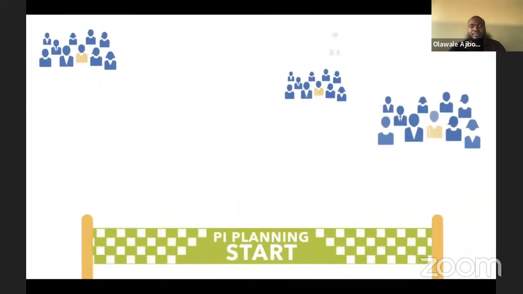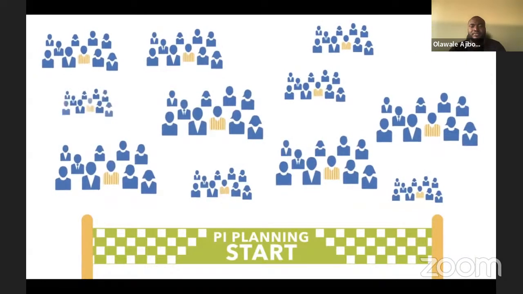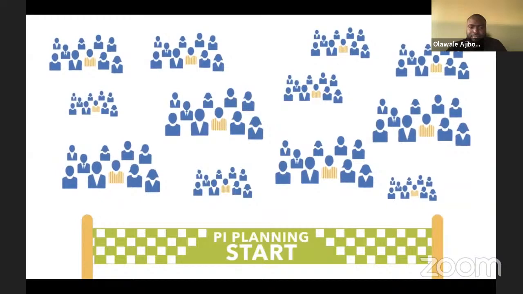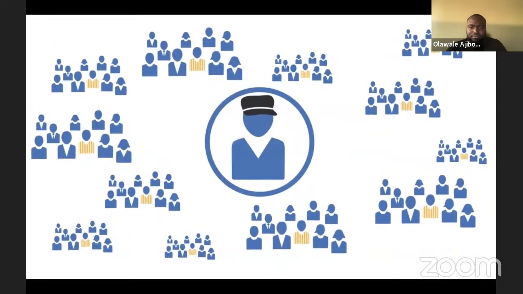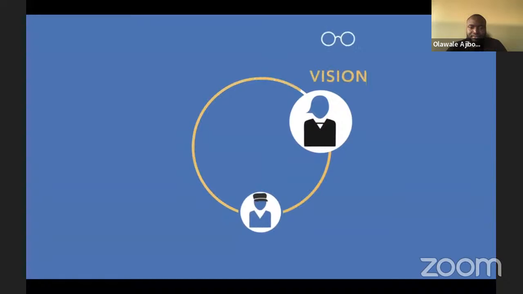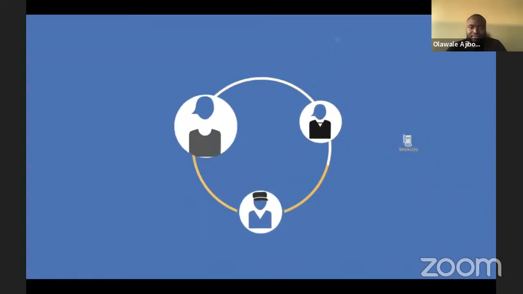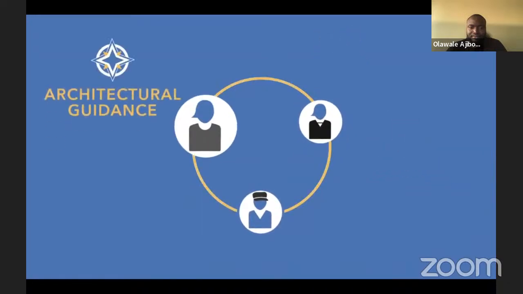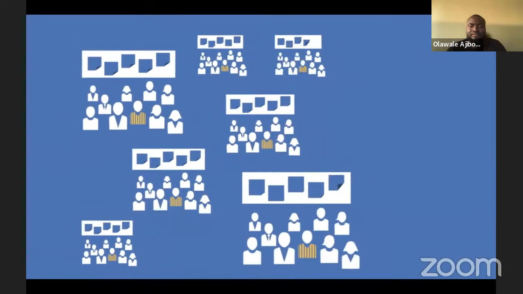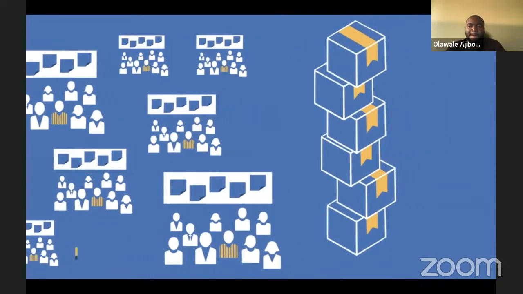At the beginning of the PI, all teams come together to plan their work for the PI in a PI planning event. PI planning is facilitated by the release train engineer, who serves as the coach for the ART. Product management provides the vision and backlog. The system architect provides architectural guidance. The teams then plan the work for the PI, identifying what can be delivered.